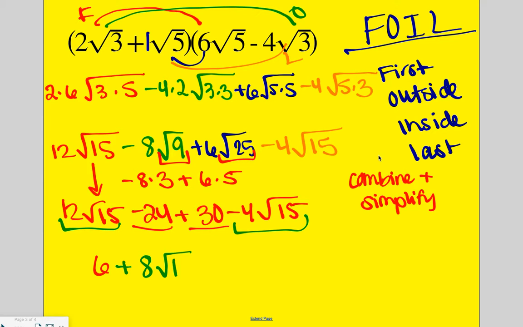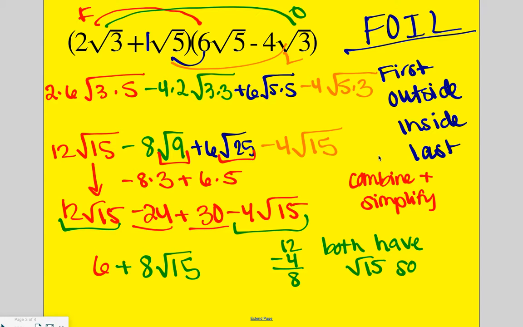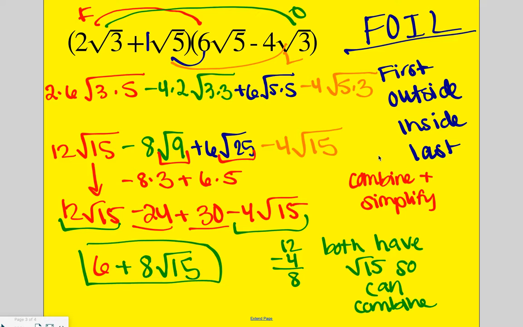Square roots of 15. Okay, so 12 minus 4 is 8, and they both have square root of 15, so we can combine. And this is our final answer because we can't get any smaller.